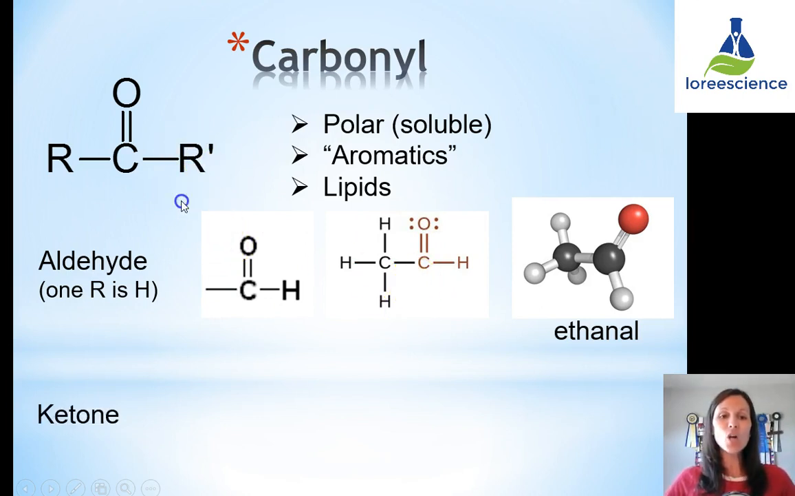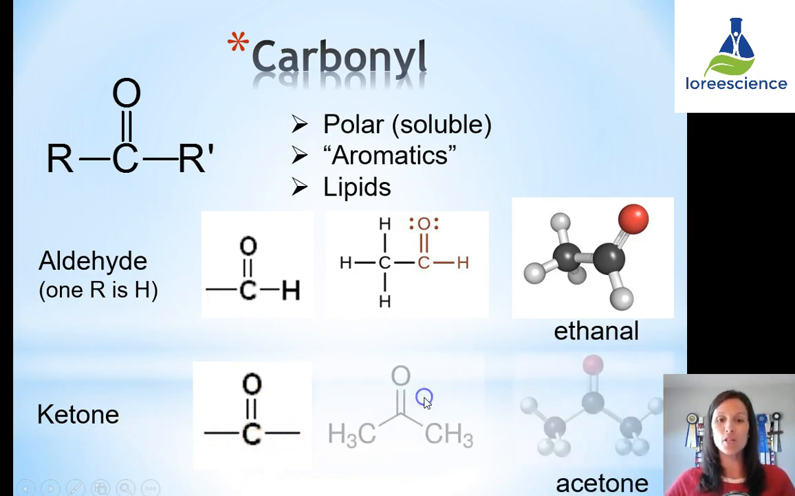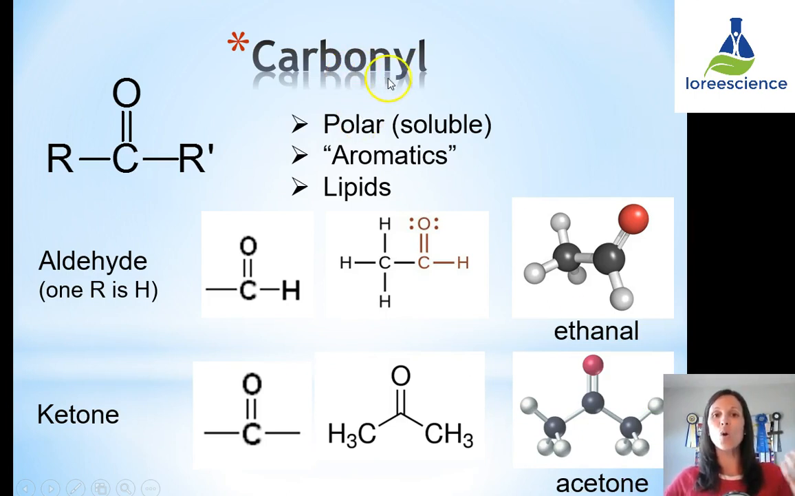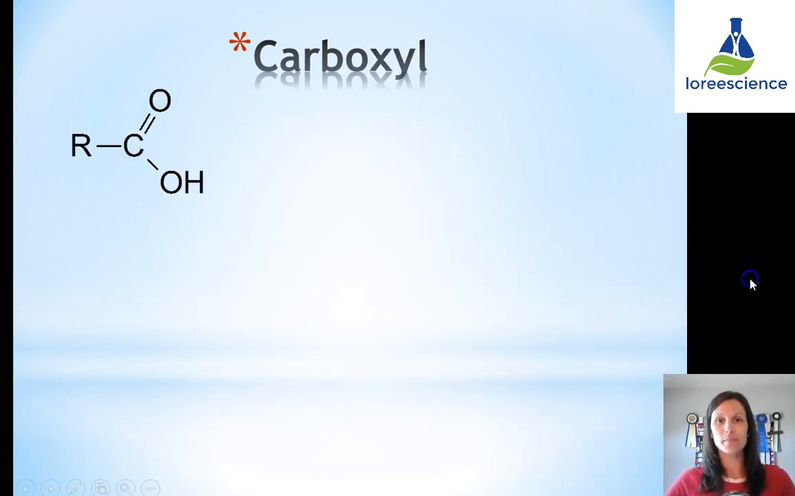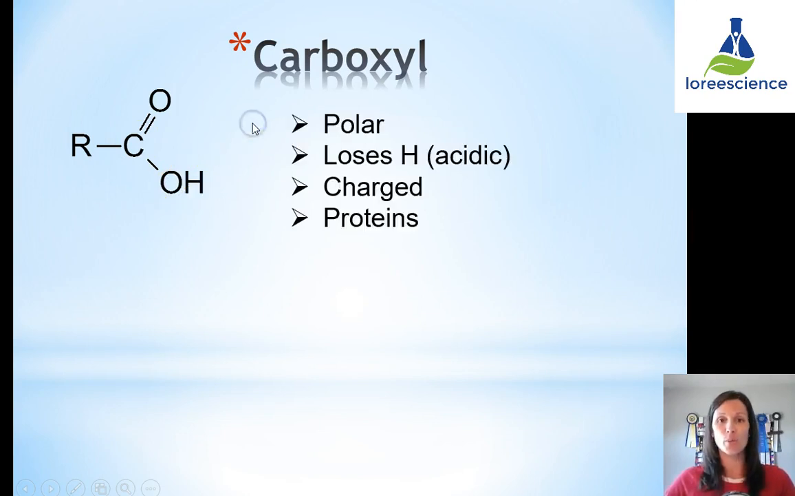Now, if that R group is just another carbon, so it's a carbon on both sides, we call that a ketone. So you'd have the carbon with a double bound oxygen, something like this, like an acetone. So carbonyl, I think of it as only one oxygen double bound to the carbon. Carboxyl, on the other hand, that carbon has 2 oxygens attached to it. One is double bound, one is actually a hydroxyl or an OH group.